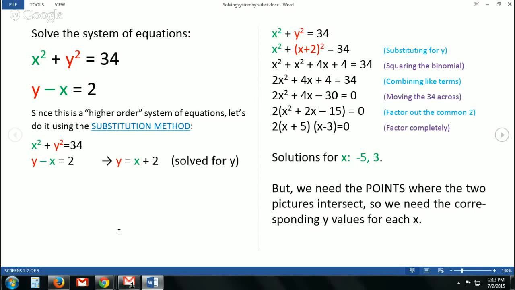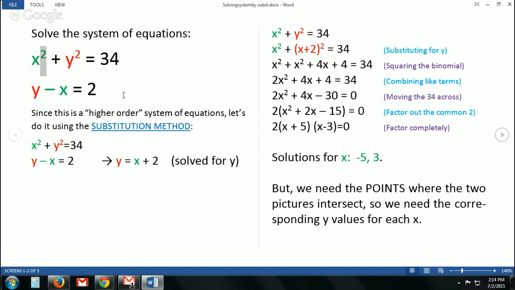Here we've been given a system of equations to solve: x squared plus y squared equals 34 and y minus x equals 2. Now, this is what is called a higher order system of equations because of these exponents that are more than 1. In a second, what we'll do to solve this is the substitution method. We always like to use it for higher order problems.